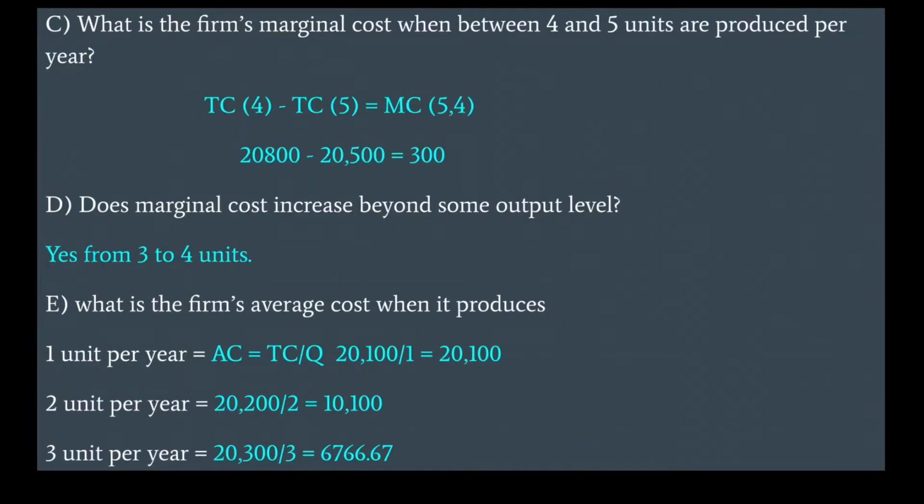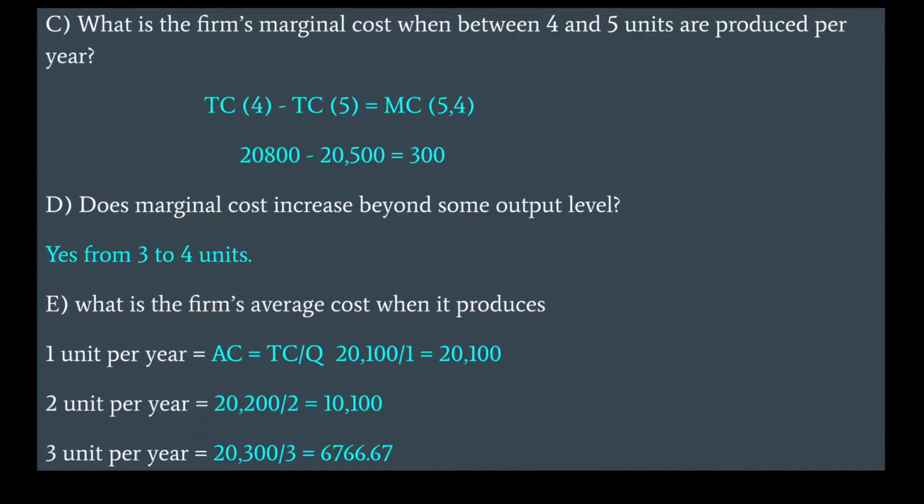What is the firm's marginal cost when between 4 and 5 units are produced per year? So the total cost of the 5th unit minus the total cost of the 4th unit is the marginal cost, which is 20,800 minus 20,500 equals 300. So there is an increase of cost of 300 from the 4th unit to the 5th unit. Does marginal cost increase beyond some output level? Yes, from 3 to 4 units, the marginal cost starts to increase.